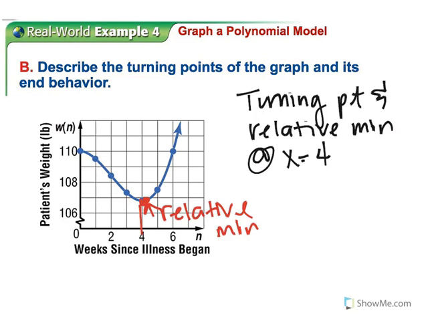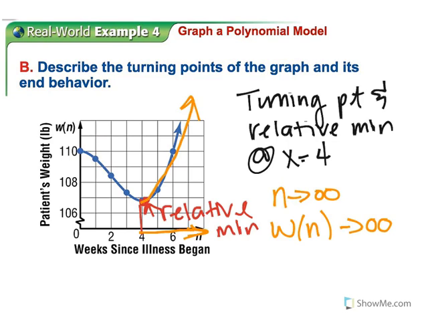Now to describe the end behavior, let's look. As n is approaching infinity, my function is actually approaching infinity as well. So as n approaches infinity, no, not f of x, excuse me, W of n approaches infinity as well.